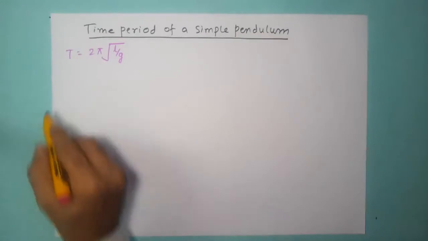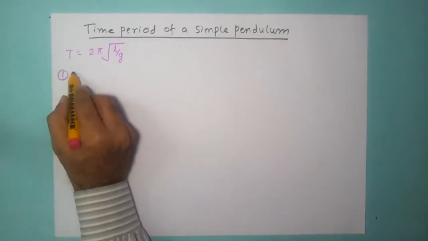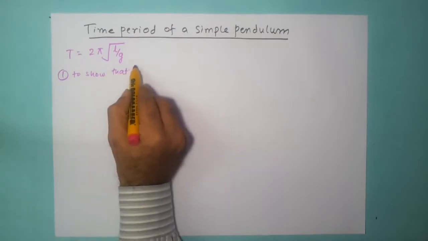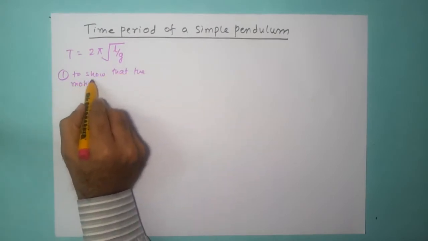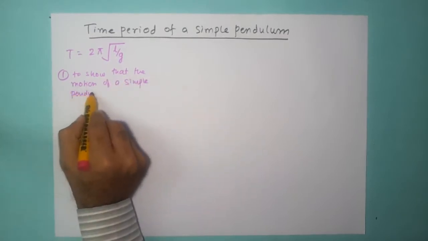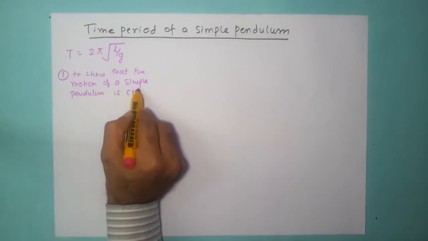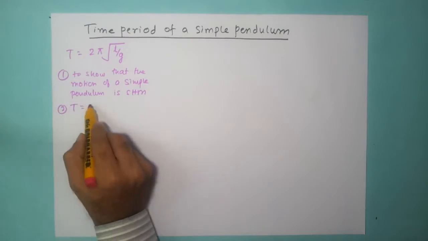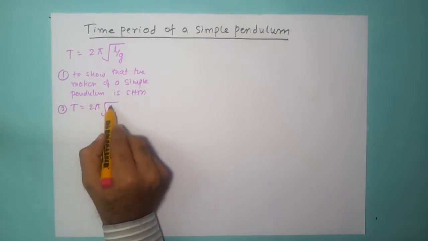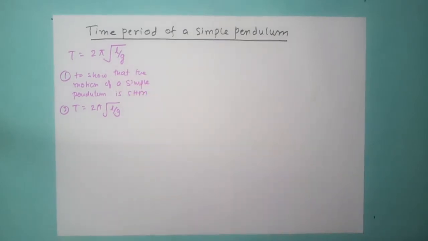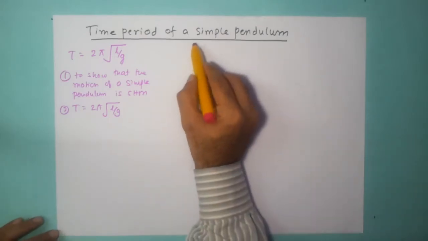The objective of this video is, one, to show that the motion of a simple pendulum is SHM, a simple harmonic motion. And the second objective is to confirm or derive this equation, T = 2π√(L/g), where of course L is the effective length of the simple pendulum and g is the acceleration due to gravity. Right. So let us say we have a simple pendulum.